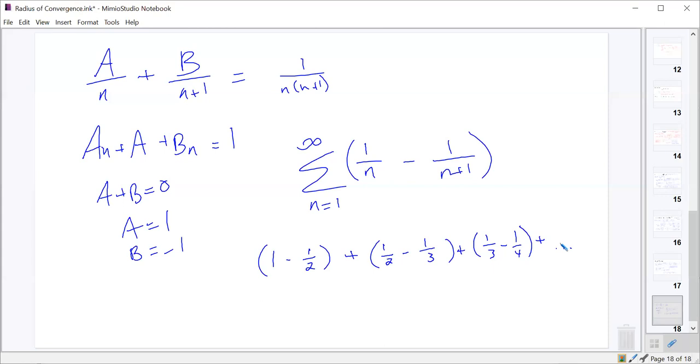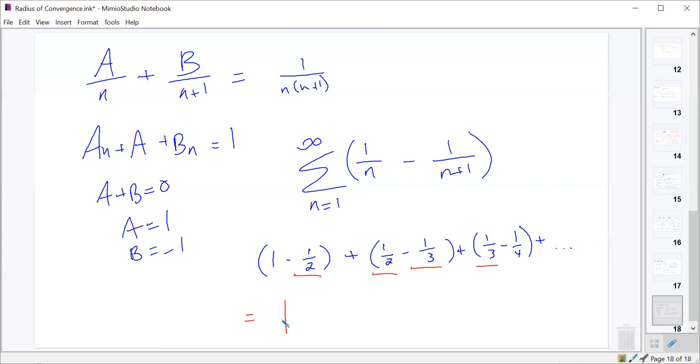Well, what do we notice happens to the majority of these terms? They should cancel out, exactly. So the negative 1/2 should cancel out the positive 1/2, and the negative 1/3 should cancel with the positive 1/3. And this negative 1/4 will cancel with a positive 1/4, right? That'll be in the next term, and that'll have a negative 1/5, which will cancel with the positive 1/5 in the next one. So effectively, all we're really left with is that very first term.